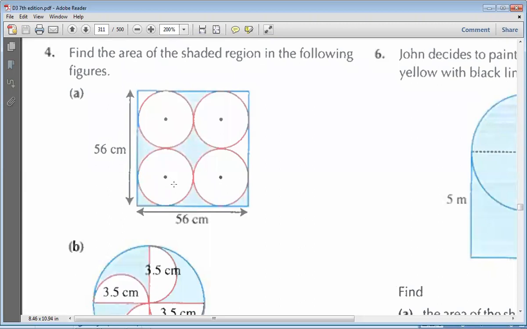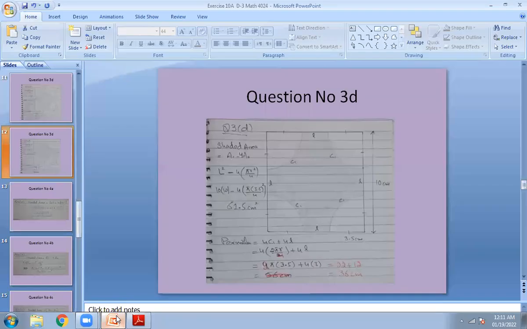And the area of this whole figure will be length into length. And the area of the circle is pi r square. So from A1, the area of the square, minus 4 times the area A2. So that's the strategy for how you will solve this. And let me show you, I have done this.